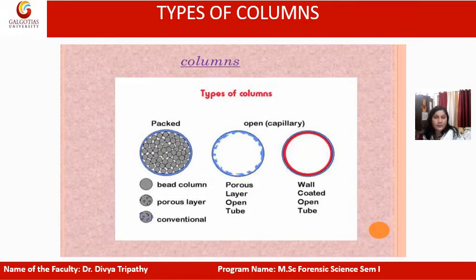Now coming to the heart of any chromatographic instrument, that is the column. There are two types of columns used in gas chromatography. The first is the packed column and the second is the open or capillary column. These packed and capillary columns are further divided into subcategories that we will discuss in the next slide.